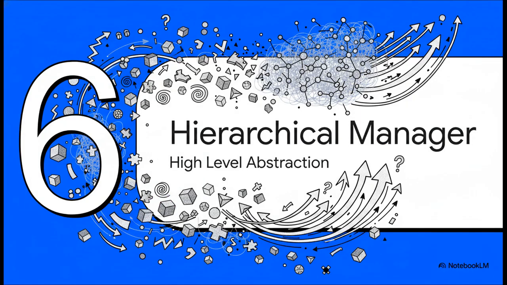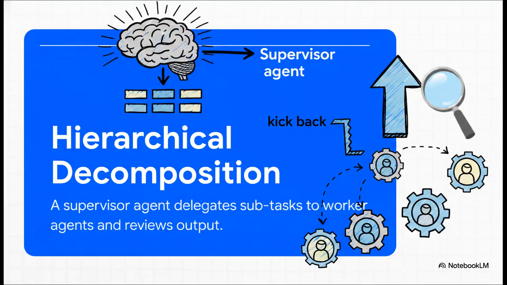And finally, Section 6, the Hierarchical Manager Pattern. This is the highest level of abstraction, completely reserved for the most complex, open-ended problems your software is going to face. This pattern literally mimics corporate middle management.